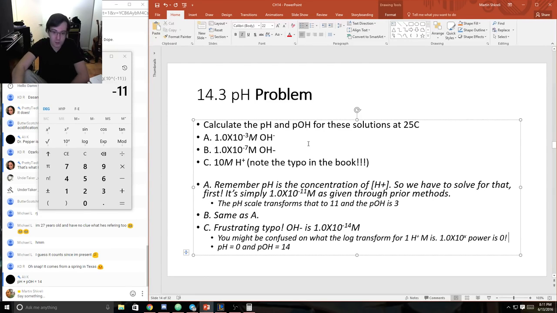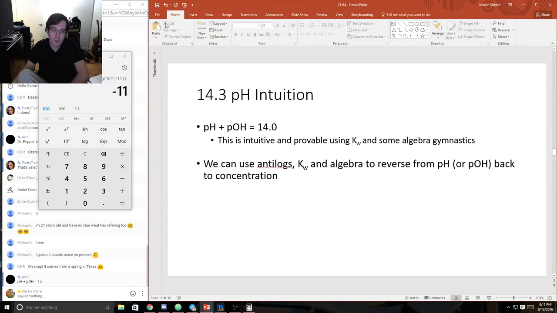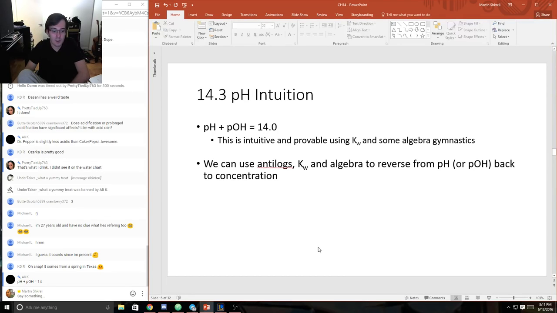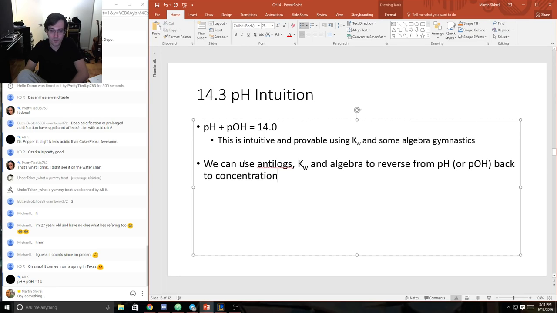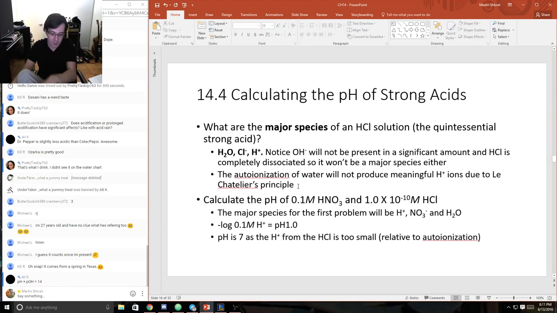So let's move on to the next one, where we have some basic pH intuition. Ali K is correct here. pH plus pOH is 14. This is intuitive and it's provable with a little bit of algebra. We use the anti-logs to reverse backwards from using this, and I won't belabor those too much, but it's pretty simple and intuitive. So let's talk a little bit more advanced work, talk about strong acids.